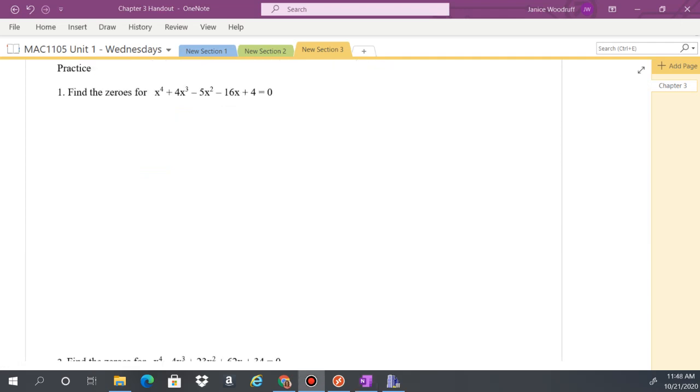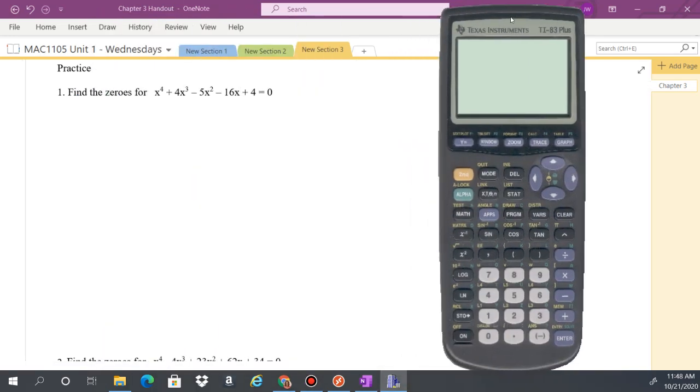Okay, let's go ahead and see if we can get through these. So for the first one, I'm going to put this in my calculator. We're going to go x to the 4th plus 4x cubed minus 5x squared minus 16x plus 4. All right, so I've got a couple things here. That looks like it's not quite passing through, but I think at negative 2 and positive 2, I've got one. Let's see. Negative 2, yep, and positive 2.